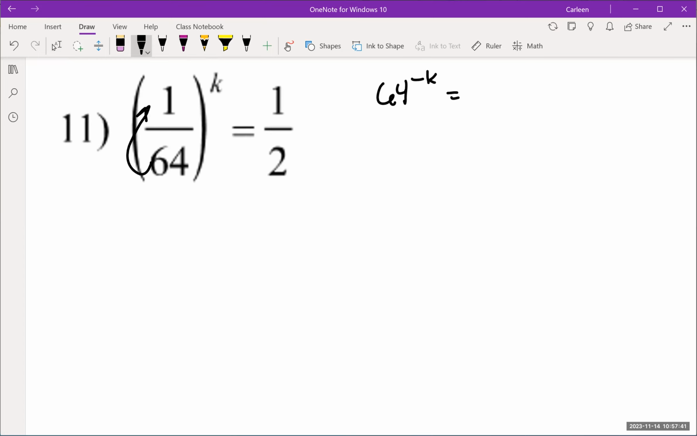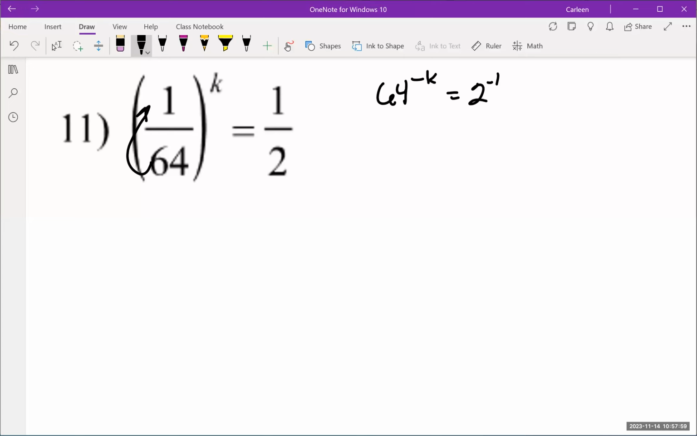A negative exponent flips the fraction. So if I want to move it, I have to change the sign. Is equal to 2 to the -1. Right? If I want to flip the fraction, I have to introduce a negative exponent.